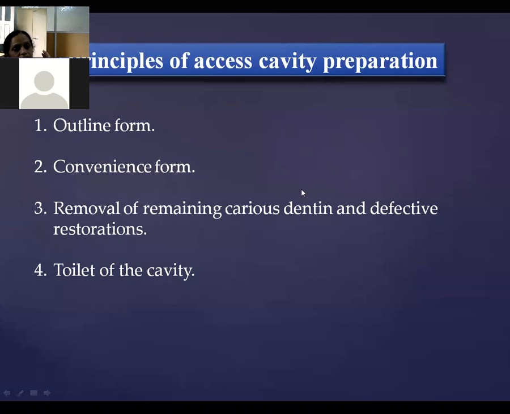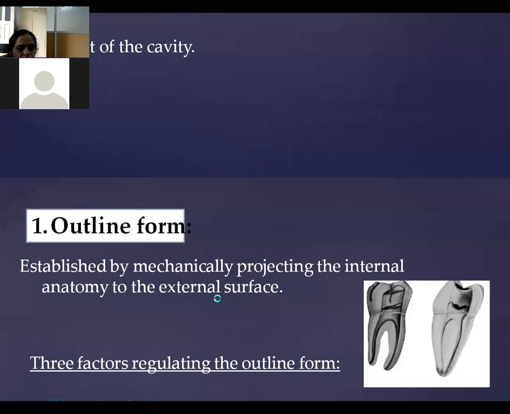Okay, it is similar to what we have in operative dentistry, principles for the class 1 cavity, or principles for the cavity preparation, isn't it? Similarly, here we have principles for the access cavity preparation: outline form, convenience form, removal of remaining caries, dentin and defective restoration, and toilet of the cavity. This we are going to see in detail.